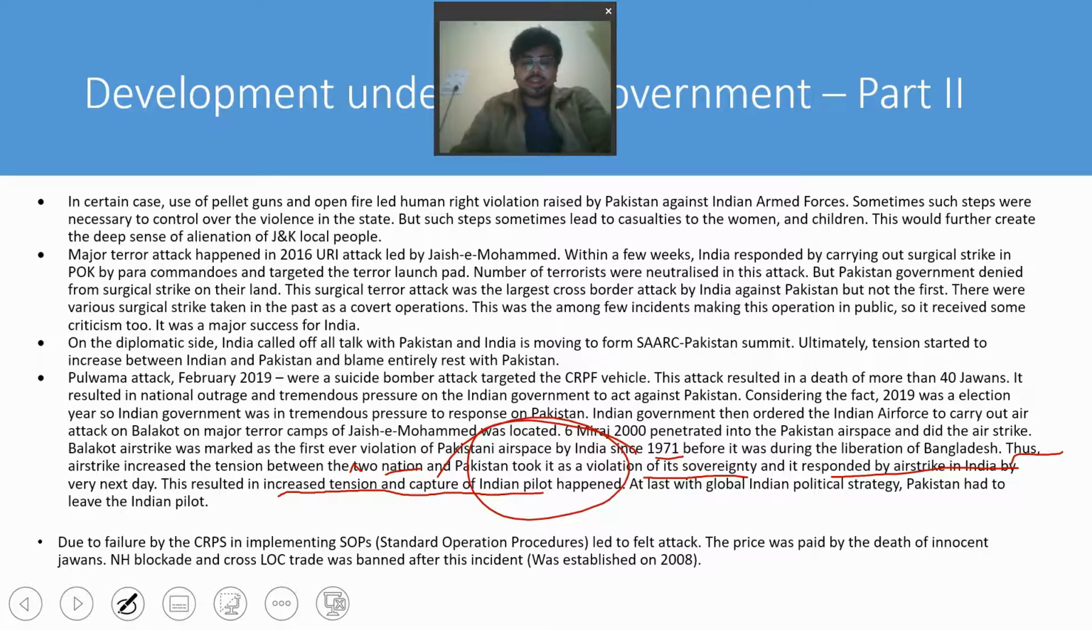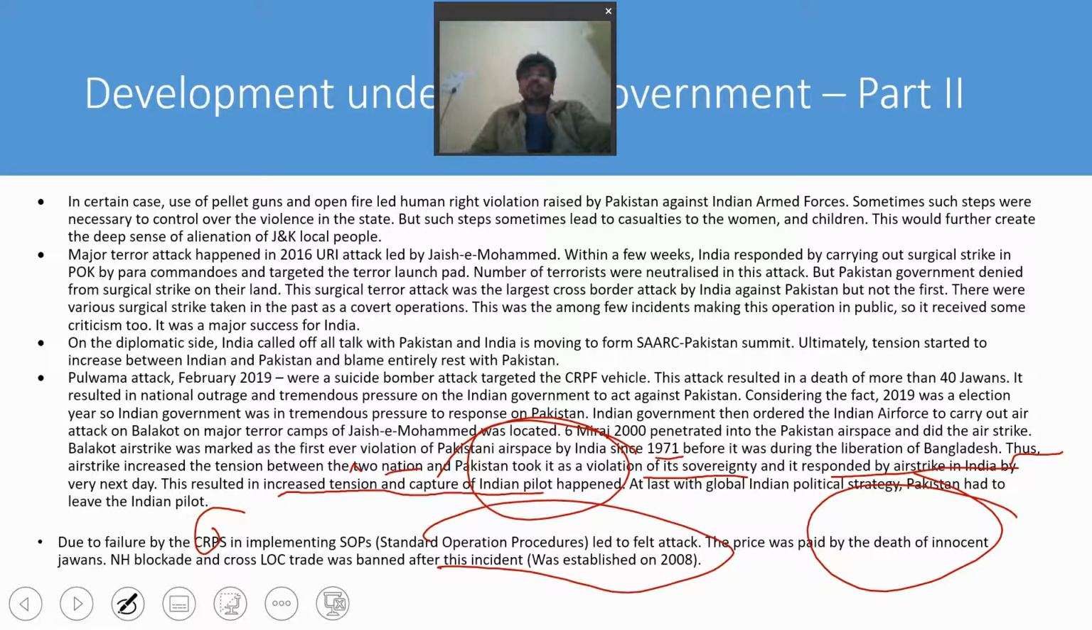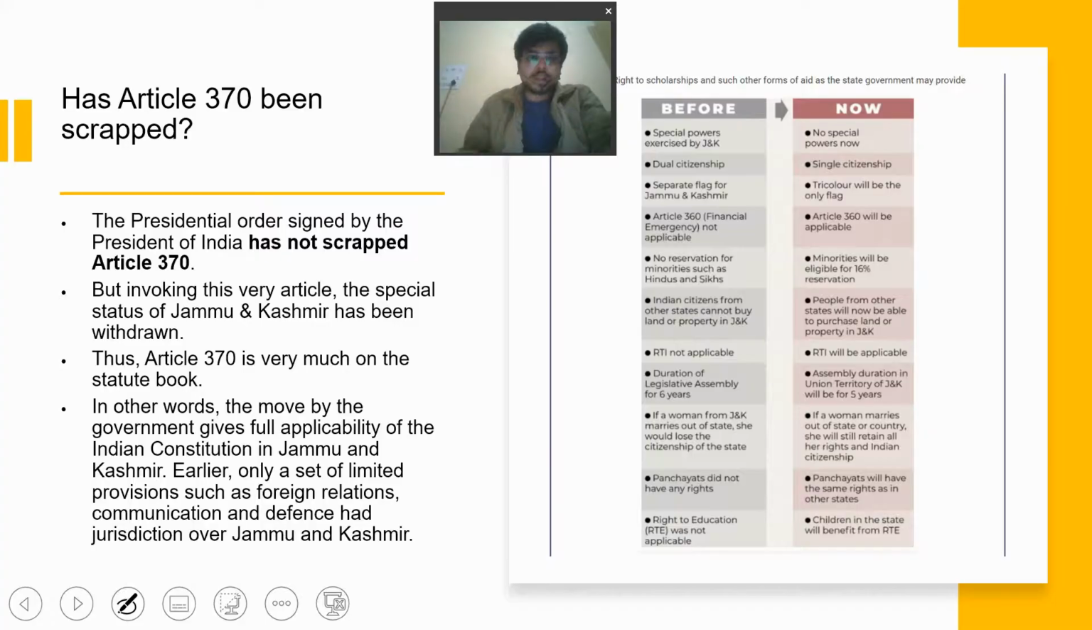Safely lived our Indian pilot. So due to the failure of CRPF in implementation of the standard operating procedure, the attack failed, and this price was paid by the death of some innocent civilians. NH blockade and cross-LoC trade was banned after this incident. That was established in 2008, but after this Balakot strike, all the trade and barriers have been called off from India.